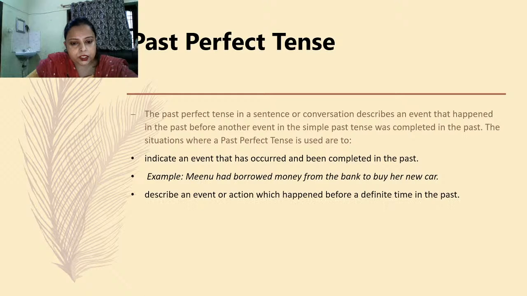It describes an event or action. It also describes an event or action which happened before a definite time in the past. Past perfect tense also describes an event that happened before a definite time. If I say, Mohan was going to the market yesterday and at 8 o'clock he met an accident, so I am giving you the exact time. I am talking about a definite action that had happened in the past.